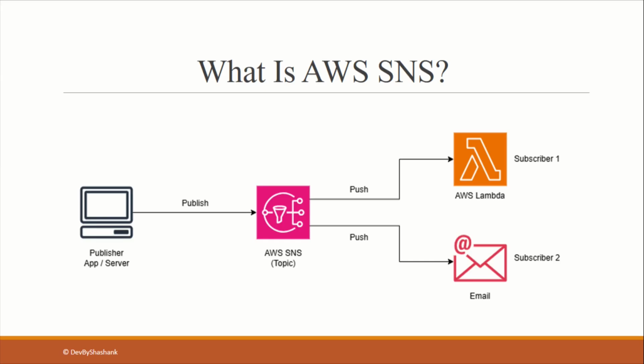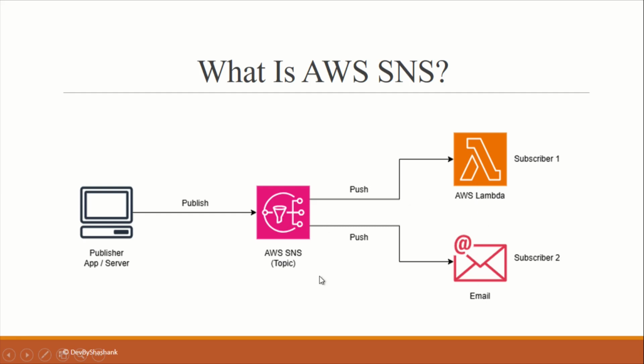Today we'll see what is AWS SNS and how it works. Guys, SNS is a push-based messaging service that delivers one message to multiple subscribers instantly. So guys, here a publisher, that can be any app or a server, will publish a message to this SNS, and in SNS we can add multiple subscribers like Lambda, email, and as soon as this SNS receives any message, it will push that message to all its subscribers.